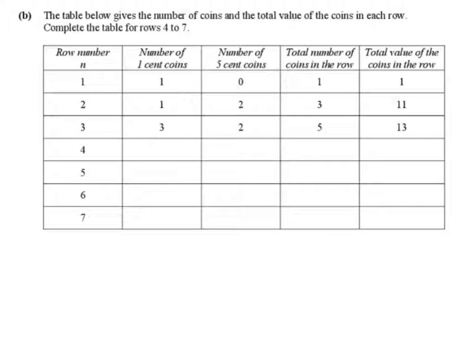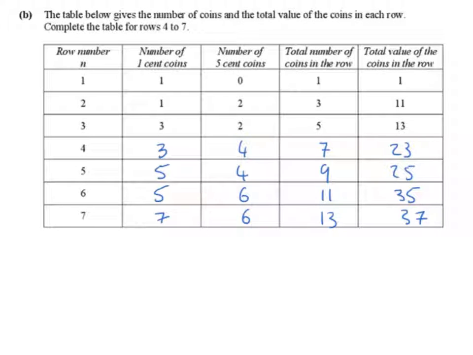B, the table below gives the number of coins and the total value of coins in each row. Complete the table for rows 4 to 7. So, in row 1, the first row, we had one 1-cent coin. We had no 5-cent coins. So the total number of coins in the row was 1, and the total value of coins was 1.